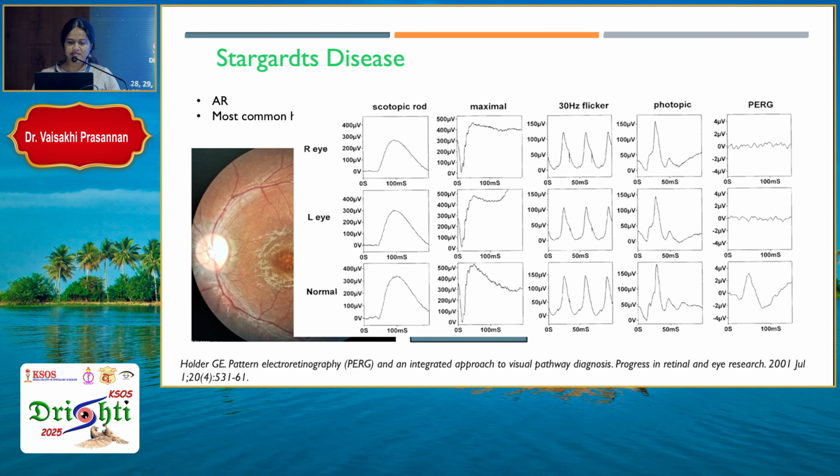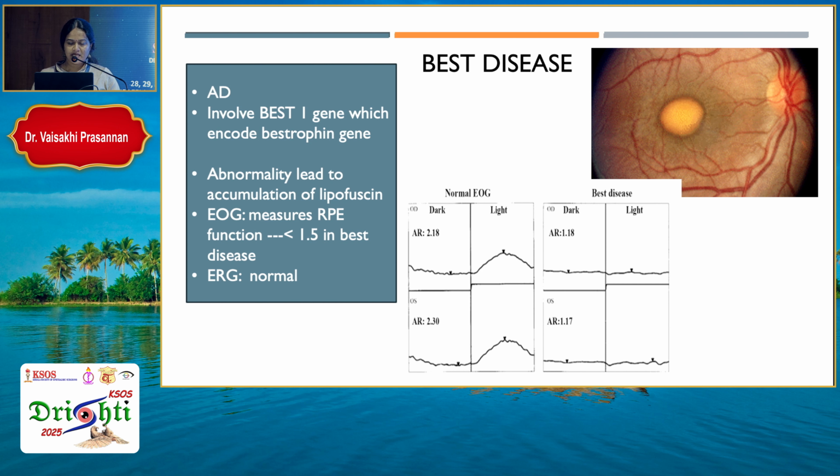In Stargardt's disease, in early stages, the full-field ERG appears to be normal, but pattern ERG usually appears to be abnormal or indistinguishable. But in advanced stages, full-field ERG will also be abnormal with an abnormal rod and cone response. In case of Best disease, EOG is the test of choice, and usually EOG shows a lower Arden ratio, usually less than 1.5.